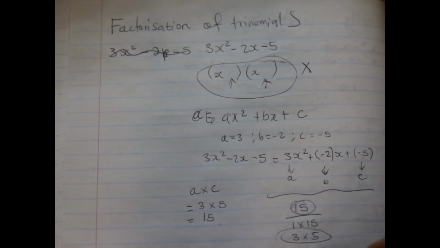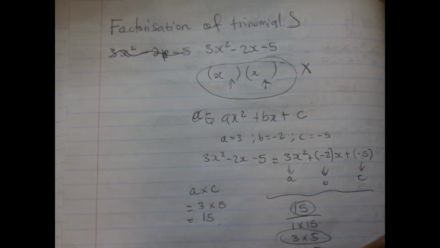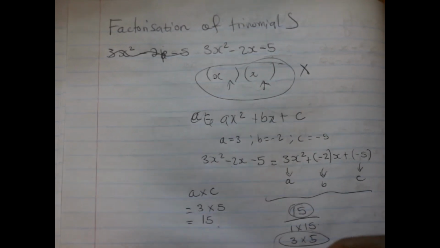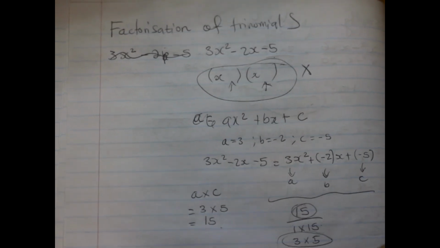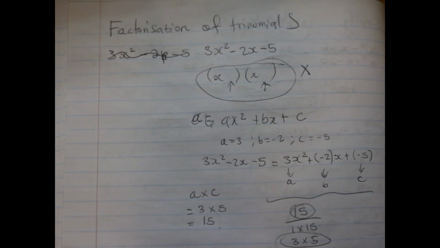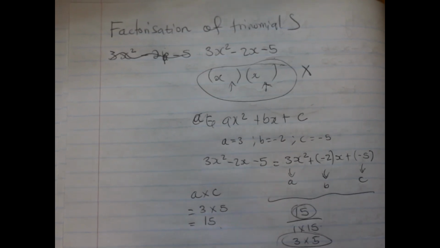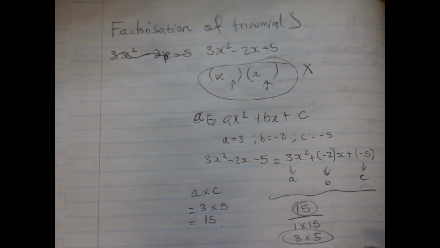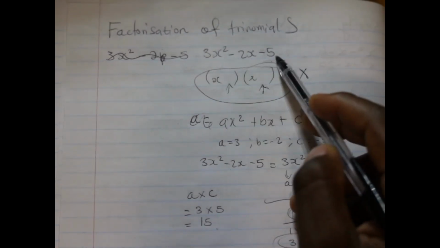We need to get negative 2 when we sum 3 and 5. So what are the signs going to be? Obviously 5 needs to be negative. So negative 5 plus 3 gives us negative 2, which is the middle term. And negative 5 times 3 gives us negative 15. Do you understand? Which is exactly what we get when we multiply the 3 and the negative 5.